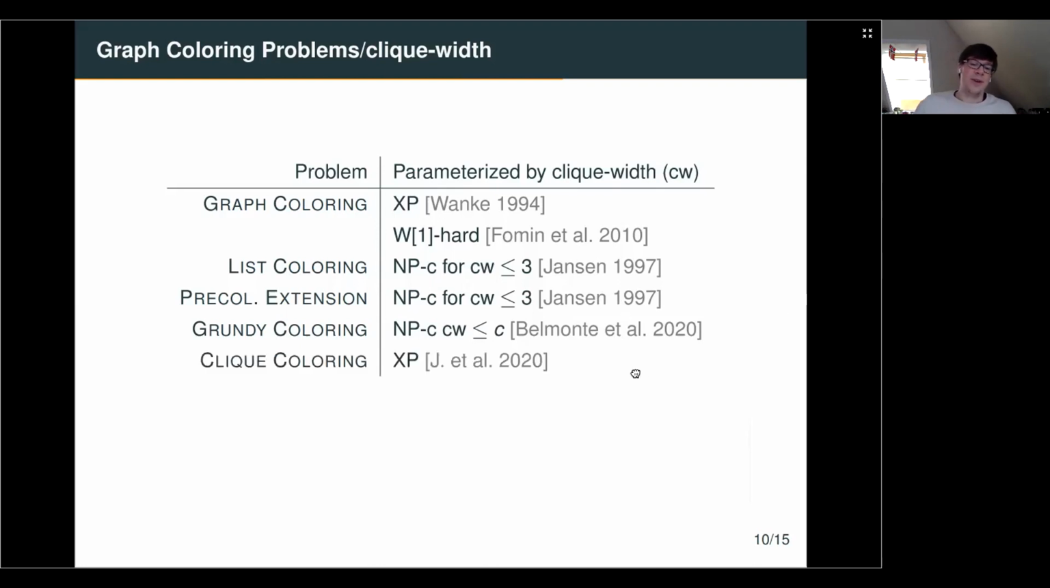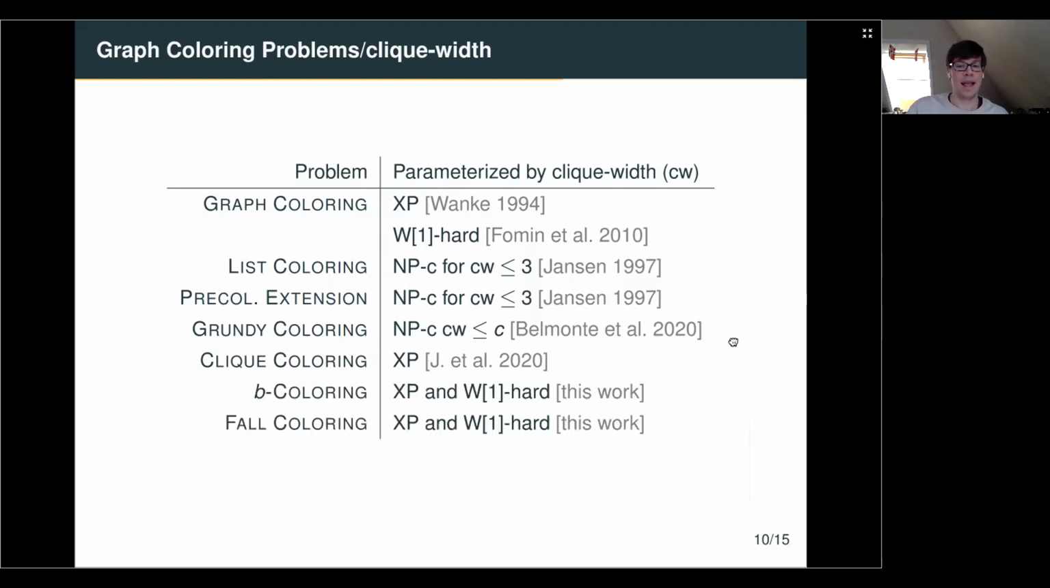Now, another variant of coloring is the Clique coloring problem, where we want to color the vertices of the graph such that we have no monochromatic maximal clique. And this problem, again, is XP, but it's not yet known if it's W1 hard or FPT. And okay, so in this work, we show that B-coloring and fall coloring are both XP and W1 hard.